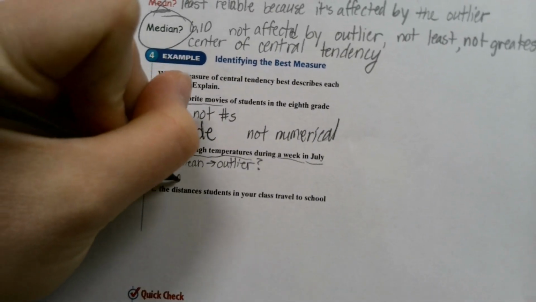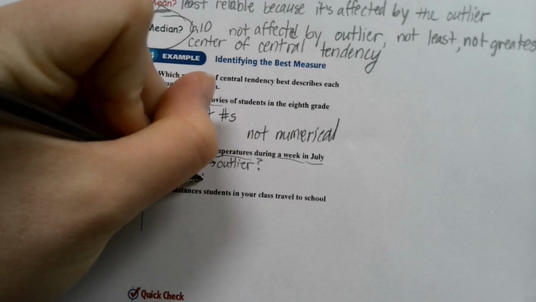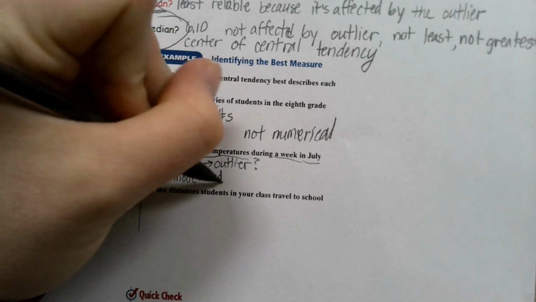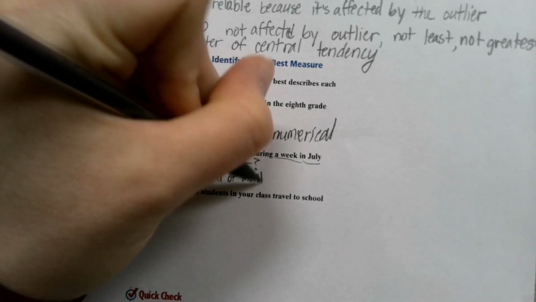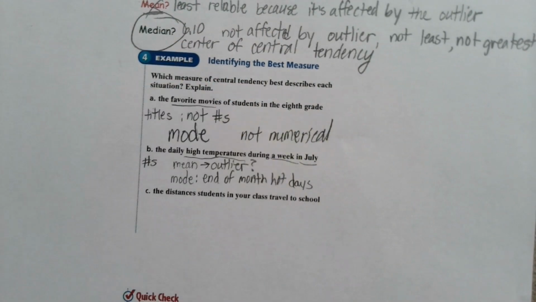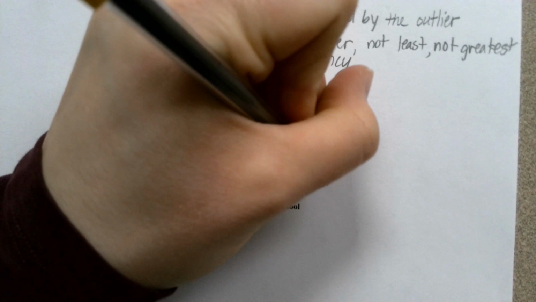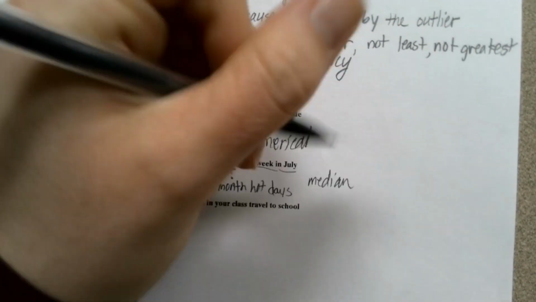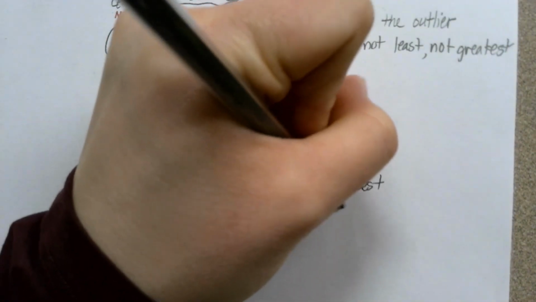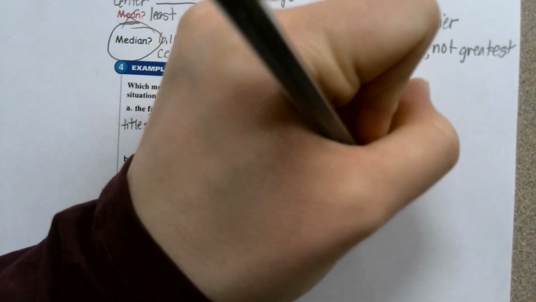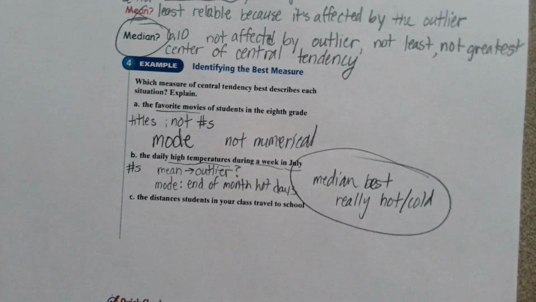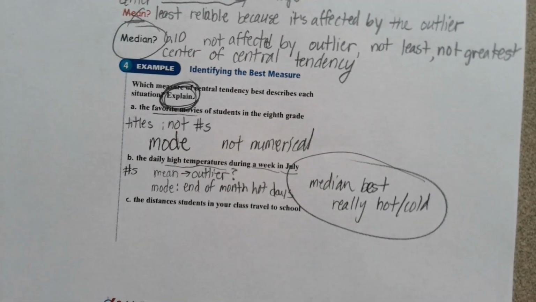We could also say that maybe at the end of the month there are a lot of hot days, and that could only describe the very end of the month. So that's not taking into account all of the days. So again, for this one, I would say that the median describes our data the best because it takes into account the really hot days, really cold days, and all of those in between. Again, the explanation for this is super, super important.